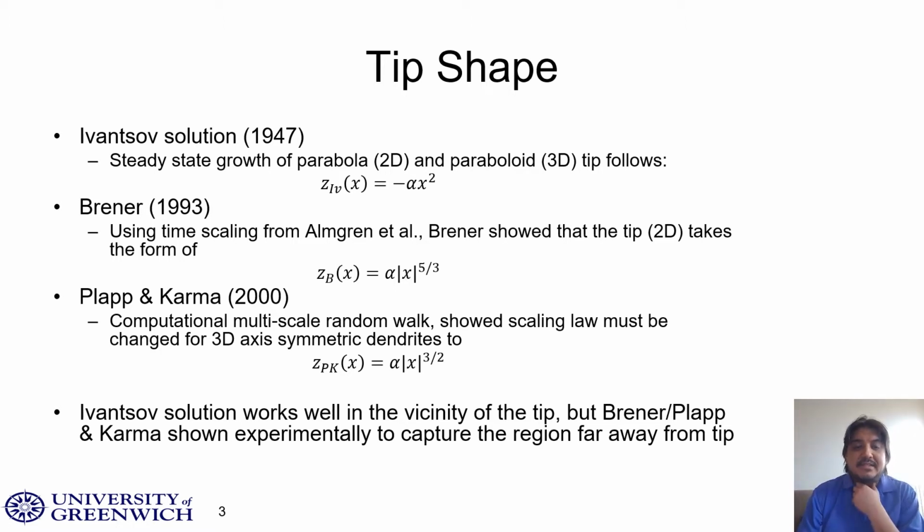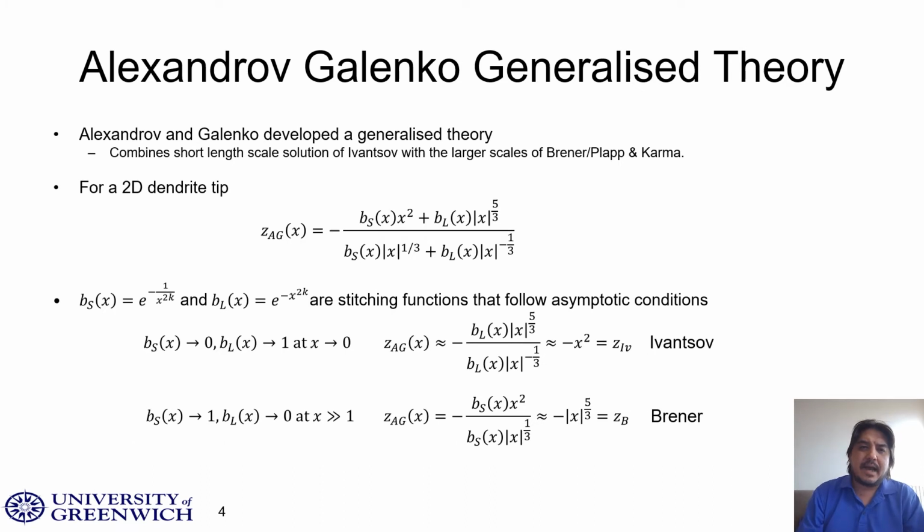Now the Ivantsov solution works well in the vicinity of the tip, but the Brenner and Plapp and Karma solutions, which have been shown experimentally to capture the dendrite shape very well, apply more to regions far away from the tip. And so the Alexandrov-Galenko generalized theory essentially combines the short length scale of the Ivantsov solution with the larger length scales of the Brenner and Plapp and Karma solutions.